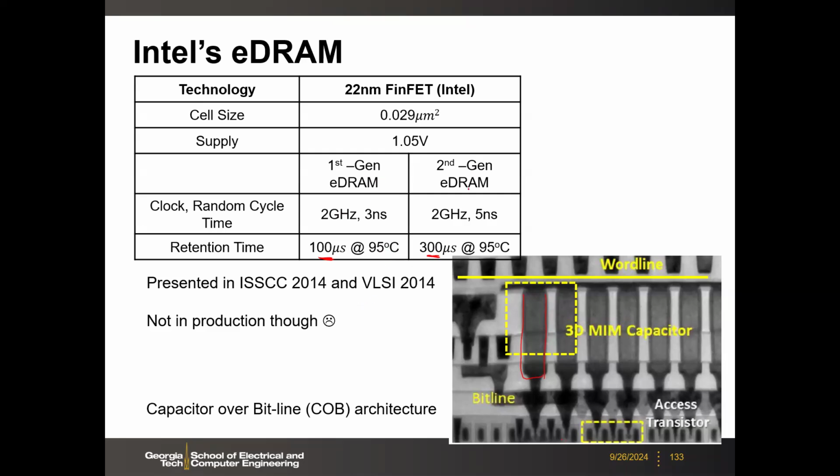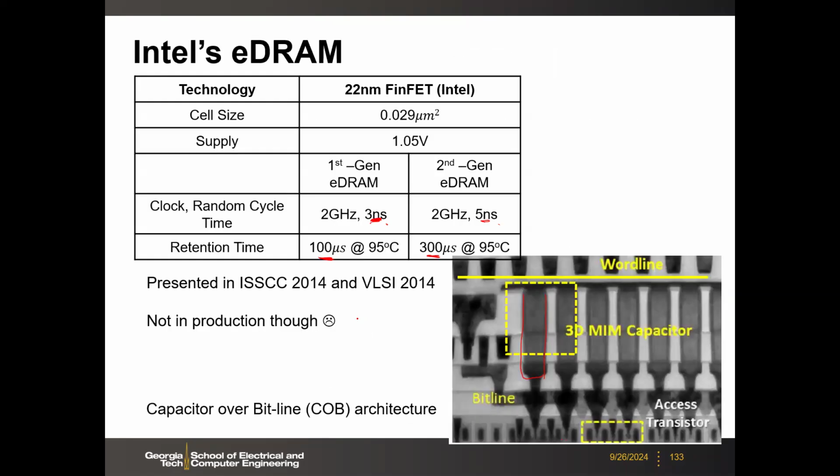And here the EDRAM can generally operate random access with like 3 to 5 nanoseconds. But if it's in burst mode, you can go up to 2 gigahertz. If you do not do random access, you do row to row, then you can be faster. Unfortunately, I think Intel published a paper, but actually never used this EDRAM in any of their products. And after 2014, there's no follow-up on this process.